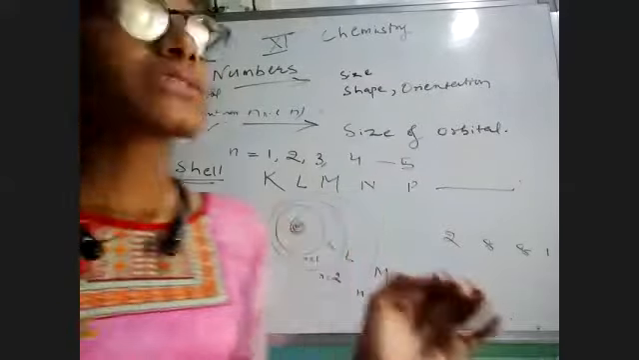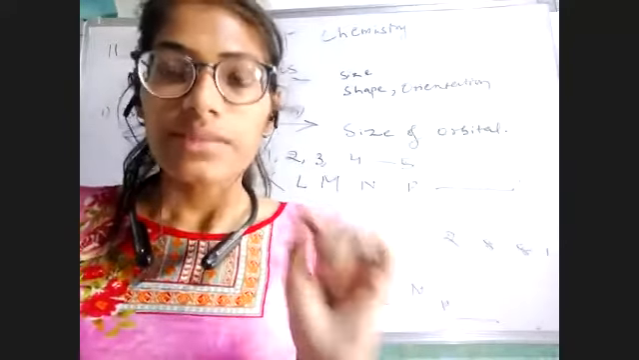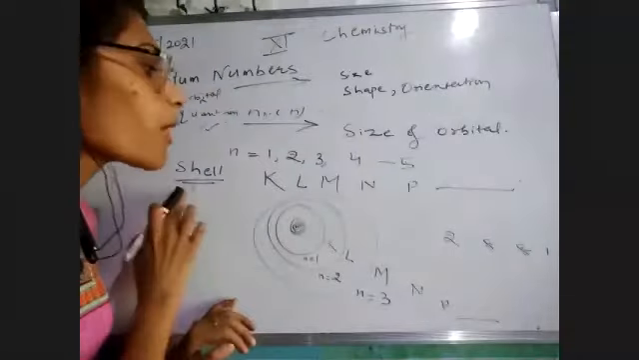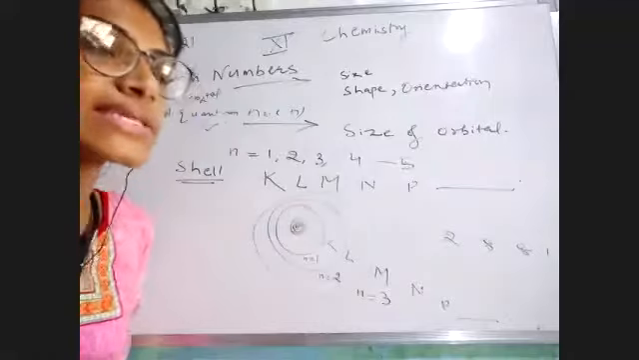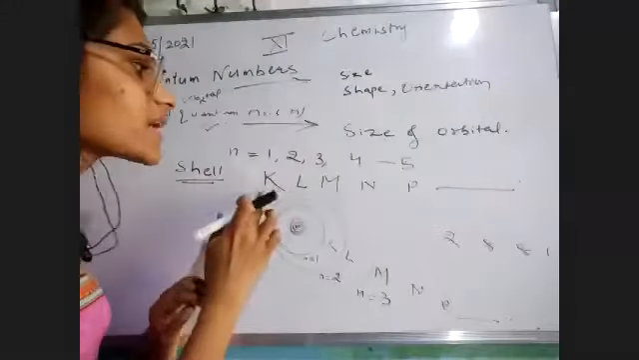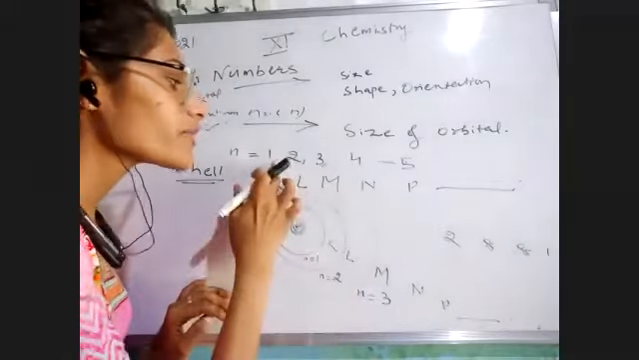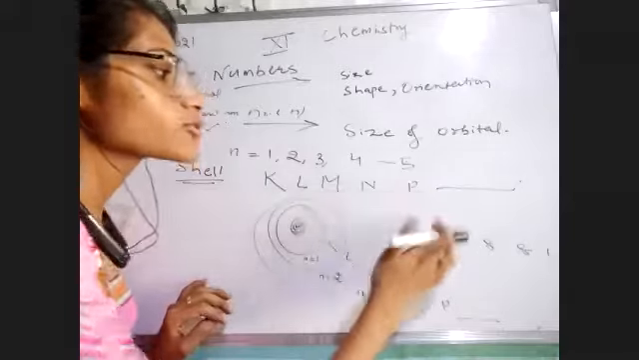And it gives us the exact idea about the size of the orbital. That's why it is also given the name that it gives us the value about the shells, that is, how many shells are actually present around the nucleus. And these are represented by 1, 2, 3, 4, and so on, where 1 represents the K shell, L shell, M, N, and so on.